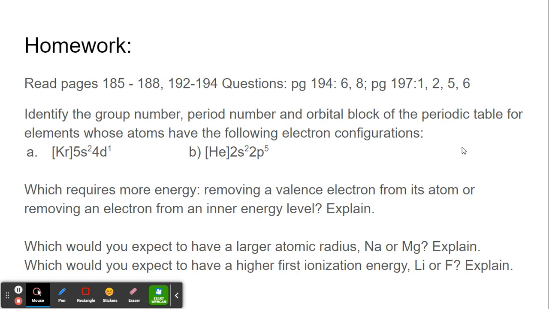Okay, your job. There's some extra reading and then some textbook questions to try. Then go through and identify the group number, period number, and orbital block for these elements. And think through these last questions on trends in the periodic table. As always, well, not always, but most of the time, there's an answer key in that blue binder on the side of the classroom. Okay, thanks for listening.